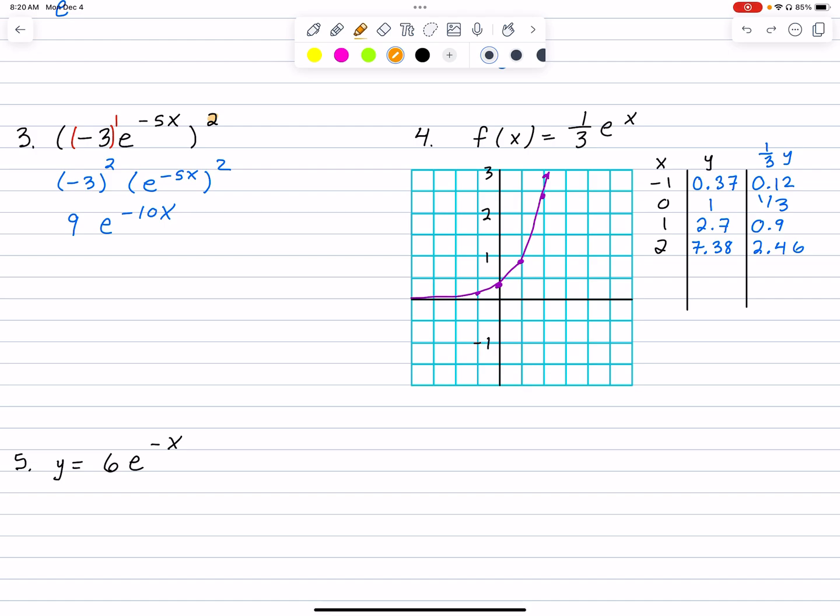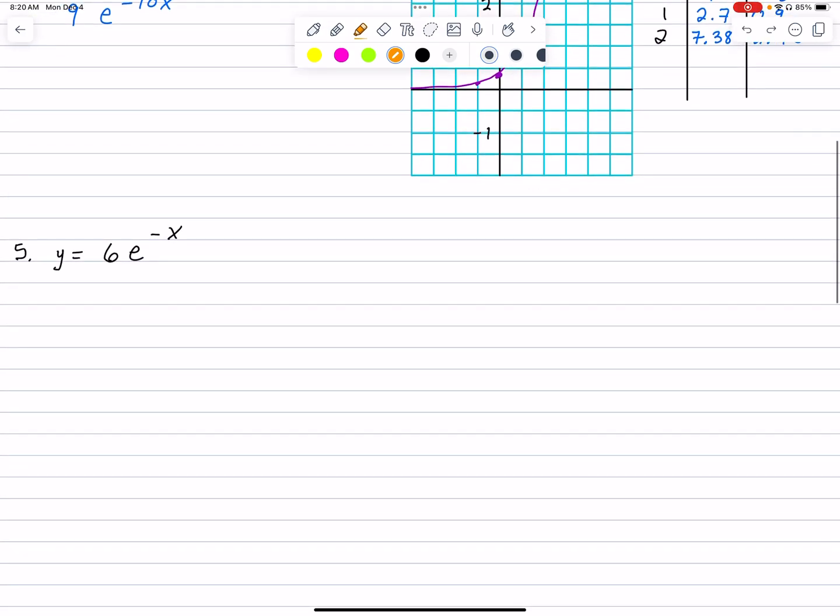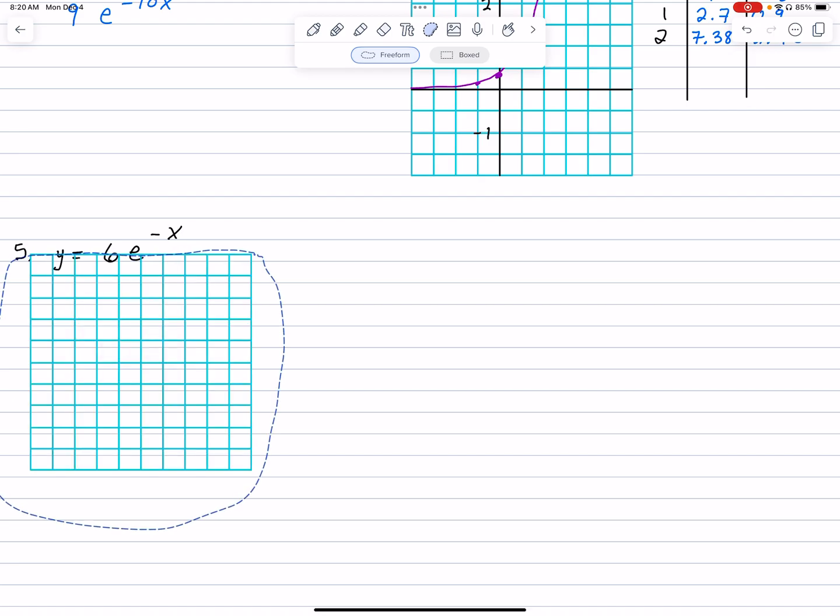Notice as I move from left to right, the graph is moving away from the x-axis. Because it's moving away from the x-axis, we have exponential growth. What you'll notice on the next one that we're going to do is that it's getting closer and closer to the x-axis as I move from left to right. That's exponential decay. So this one, again, because the number in front of x is -1, we're going to have exponential decay.